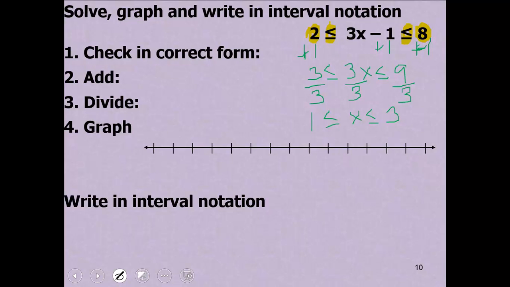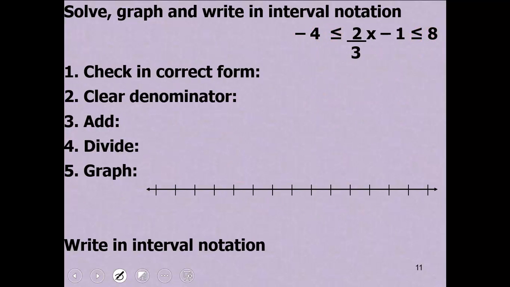So if this is 0, here's 1, here's 3. I'm going to bracket at 1, I'm going to bracket at 3, and I'm going to include everything in between them. And for my interval notation, it would be bracket 1, comma, 3, bracket. Just like that. All right.